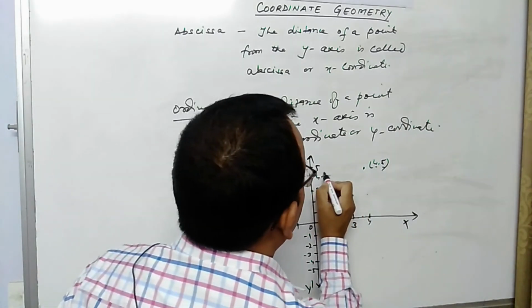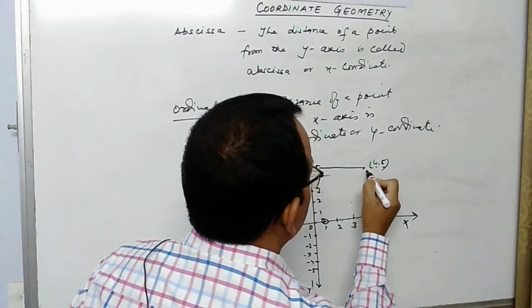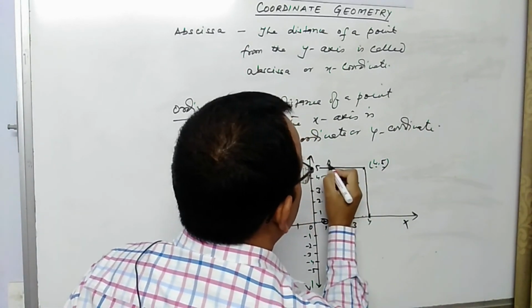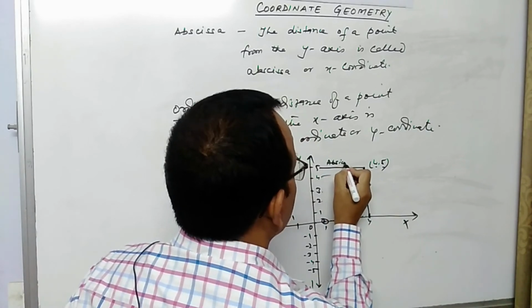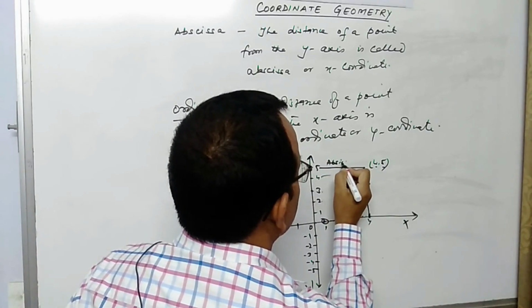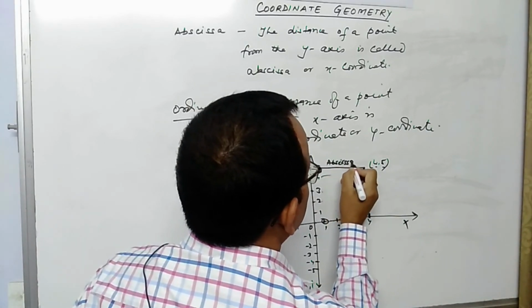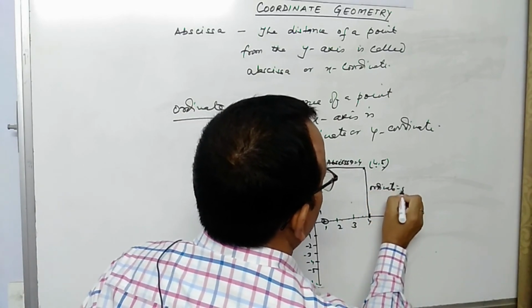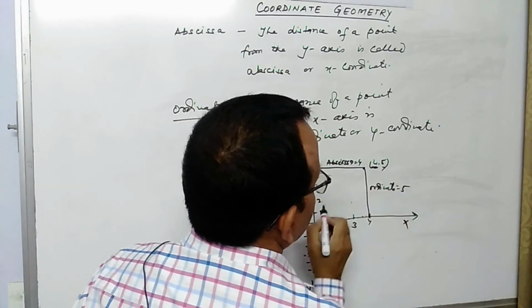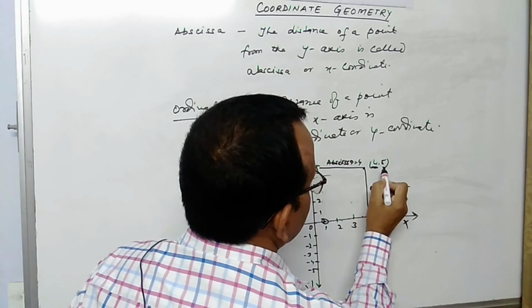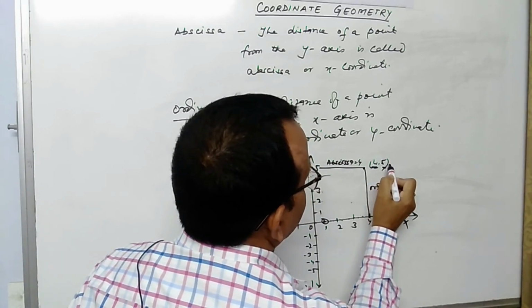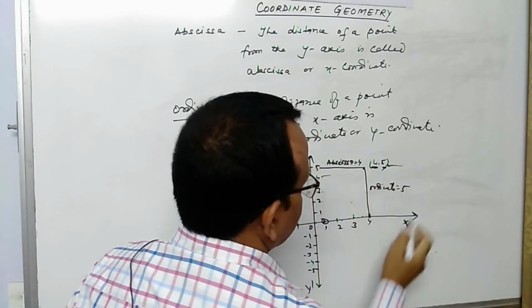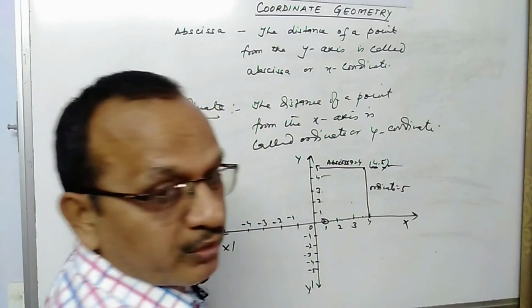So here if you plot like this, graphically you represent, this is abscissa. Abscissa is equal to 4 and ordinate is equal to 5. First one indicates x coordinate or abscissa, second one indicates y coordinate or ordinate. Is it clear? Okay, thank you very much.